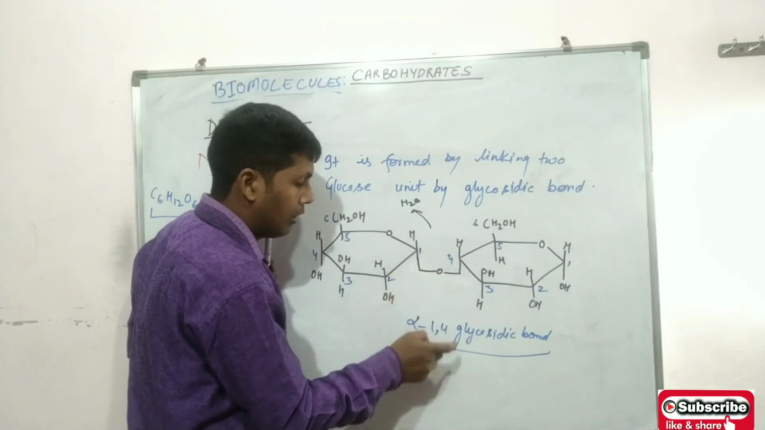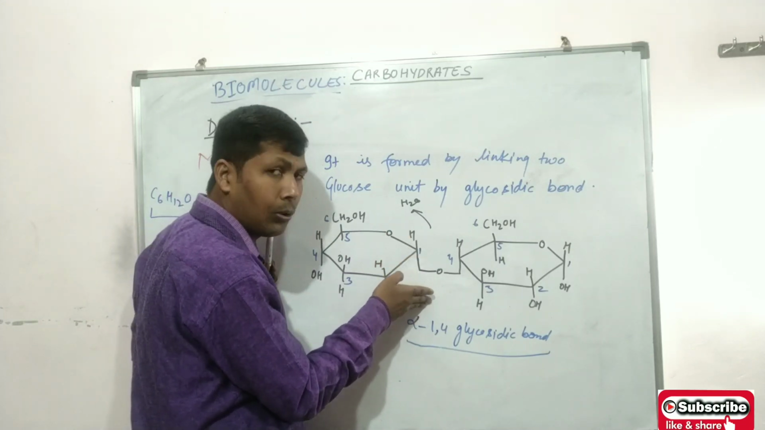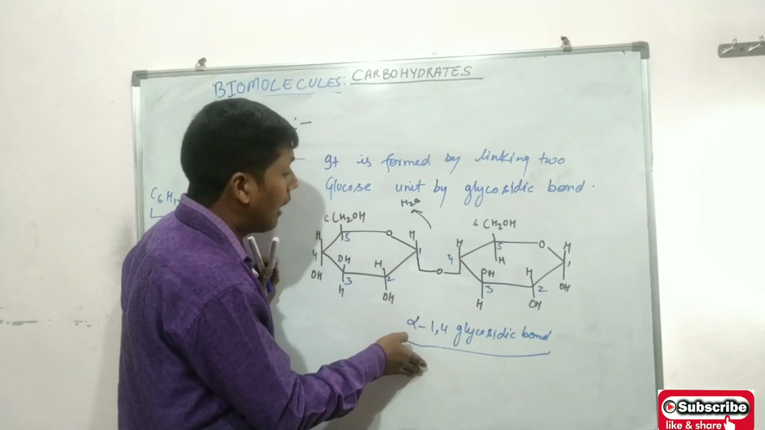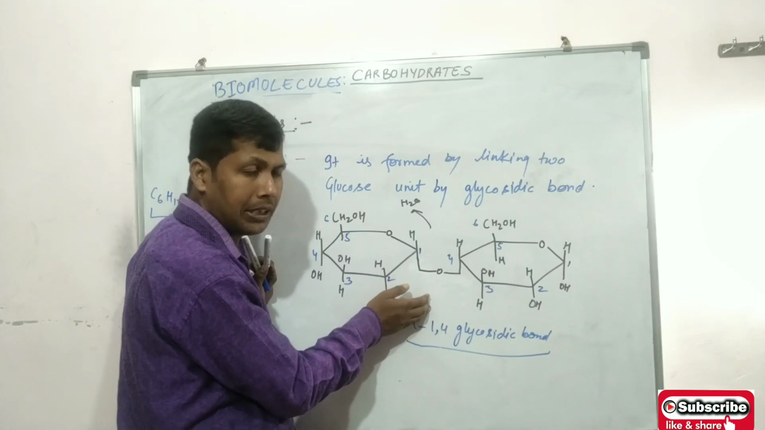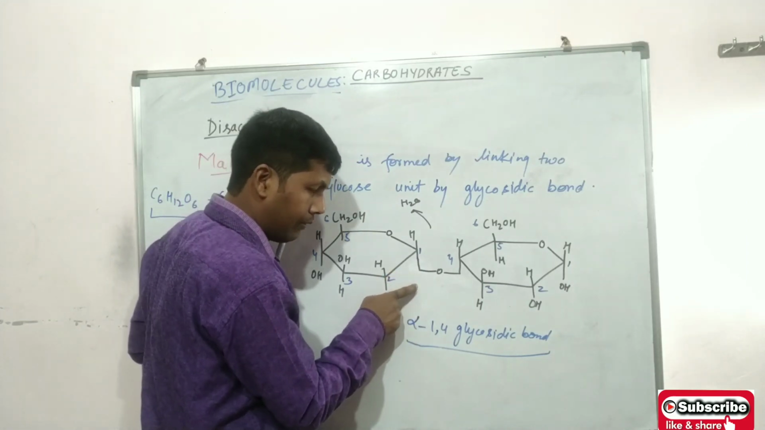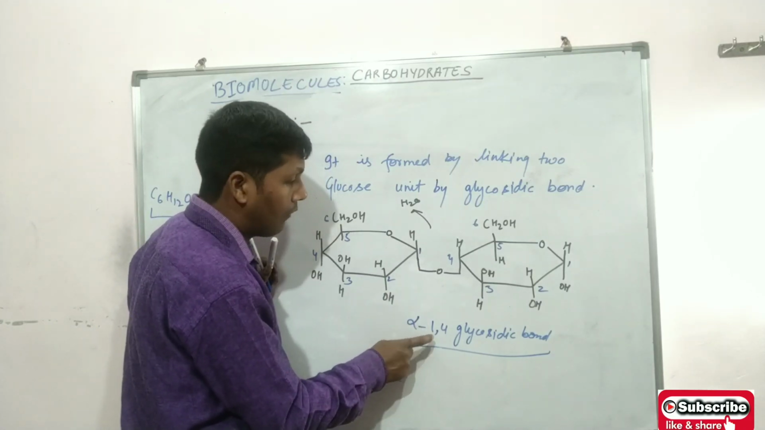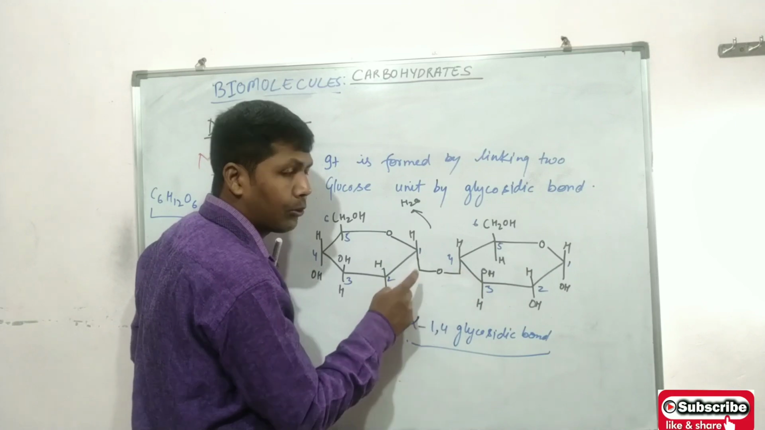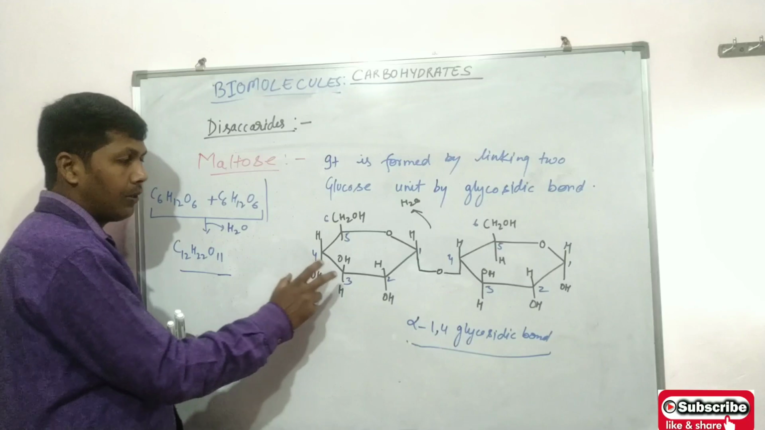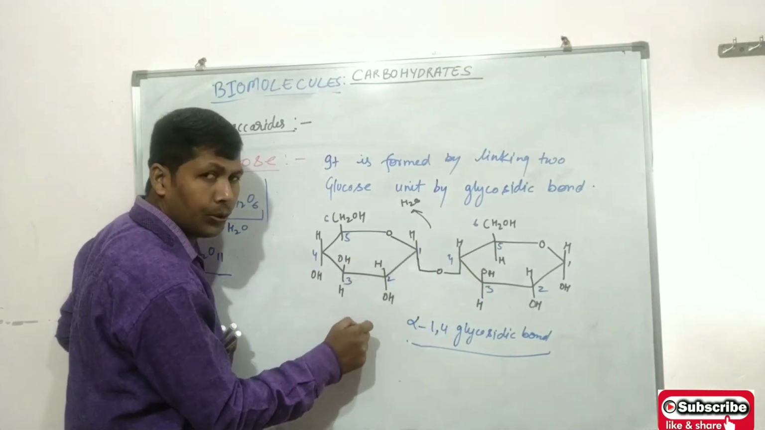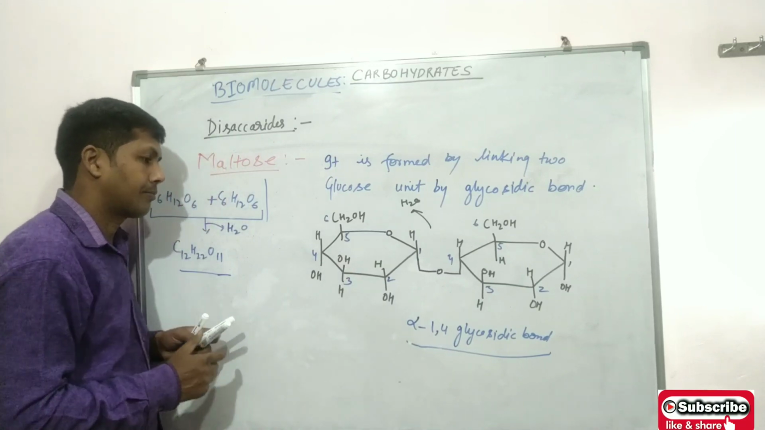If the bond is in a lower direction, it is known as alpha, and if the bond is on the upper side, it is known as beta. Here the bond is formed on the lower side, so it is known as alpha 1,4 glycosidic bond. And this is the structure of maltose, in which two glucose units form a disaccharide.